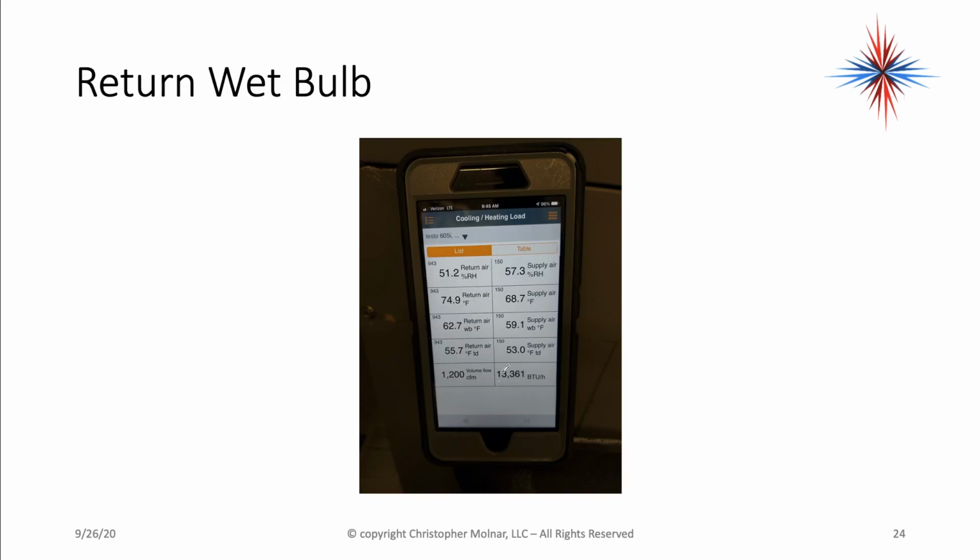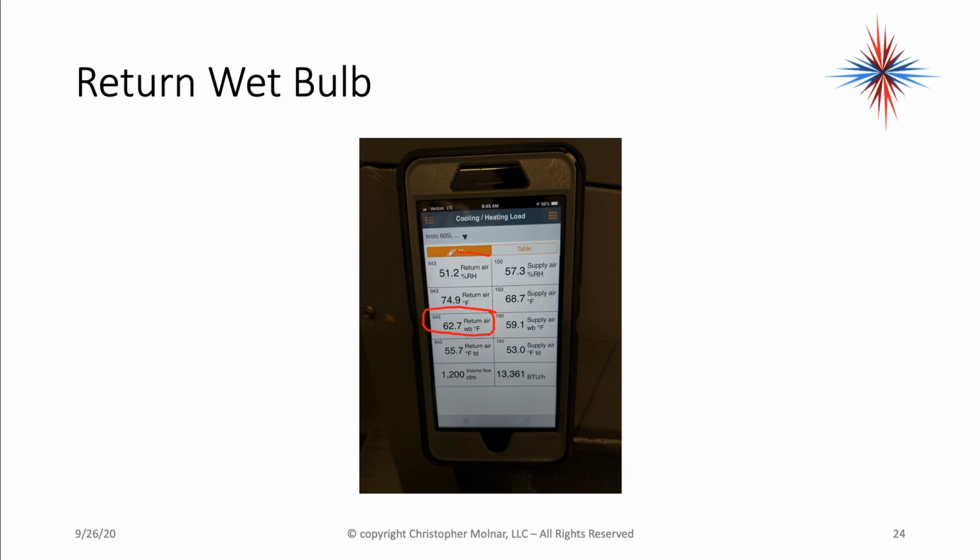Okay, return wet bulb, again, I use the Testo toolkit, shows right up there. My return wet bulb, actually, let me undo that because that was not the number I wanted. Let's go back, circle the right number. Okay, my return wet bulb, 62.7. I had a return temp of about 75, and that was going down a little bit because the system was running. If you remember, my last reading was 75. Return air wet bulb is 62.7.